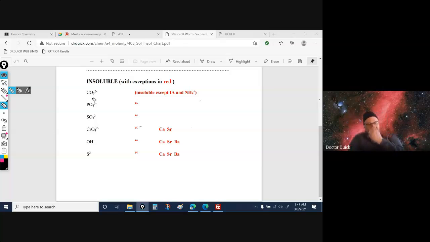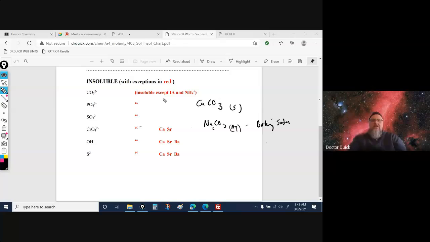So, for example, how about if I had something like this? Let's grab this guy. Calcium carbonate. It is a solid. It is insoluble. Otherwise, your bones would dissolve in water. You'd be in trouble, right? However, if I take this guy and I put Na2CO3, this is sodium carbonate. This is aqueous. This is baking soda. This will dissolve in water. Okay? So 1As are the exception.